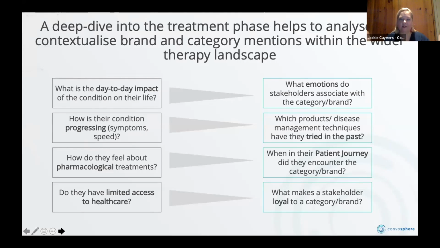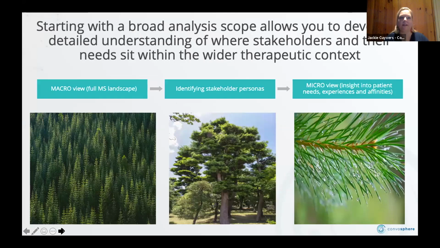And the deep dive that I showed you into the biologics treatment helps you contextualize the category and potentially the brand of product. So you're not just looking at the overall treatment, the day-to-day impact of the condition on life, but by looking at the emotions and doing that deep dive, you can begin to understand the emotions they feel having this category of treatment or the brand. You can understand what they've tried in the past and why they made these switch behaviors or changed. So a deep dive into the treatment phase can help you really understand these things.